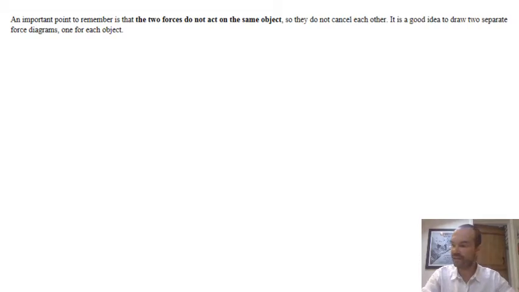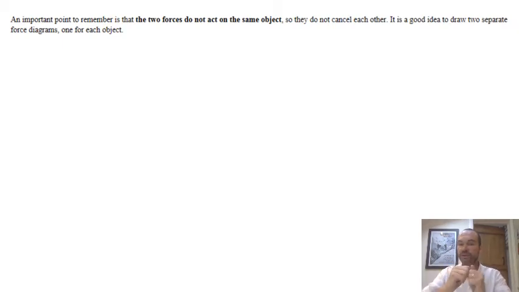Important to remember, and they emphasize this in the book, is that the two forces in Newton's third law don't act on the same object. So if you've got two objects in contact, you've got one force acting on object A and the equal and opposite force acting on object B, okay? So if you draw the forces acting on A, you don't put both forces on that diagram. If you draw just the forces on B, you don't put both forces on that diagram, okay? If you want to draw them both together, then you can't confuse them acting on the same thing.